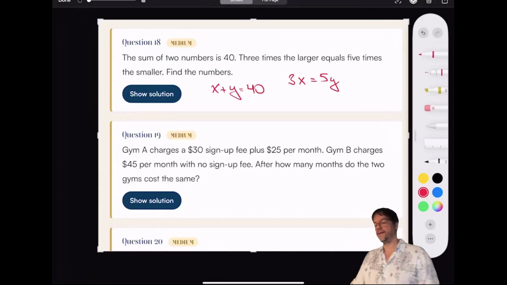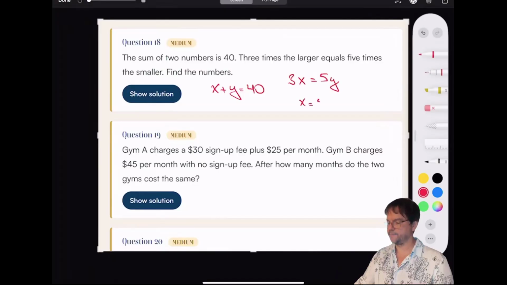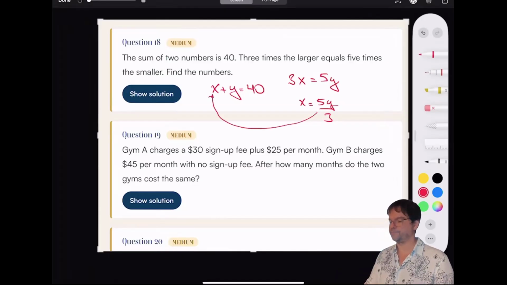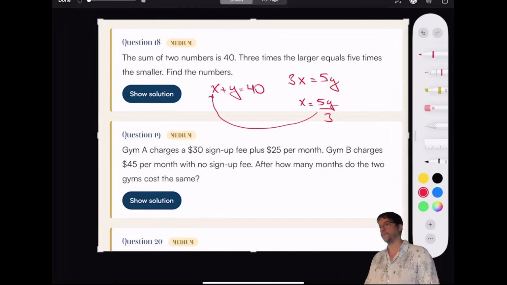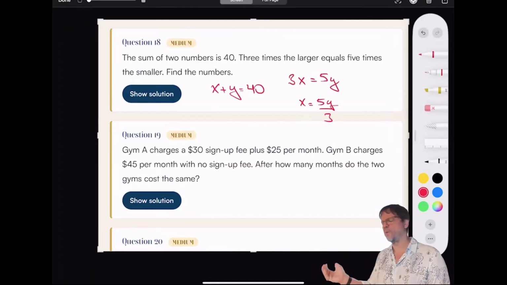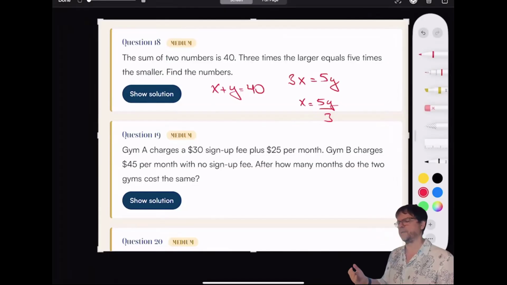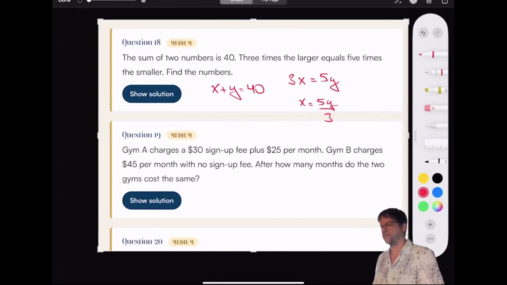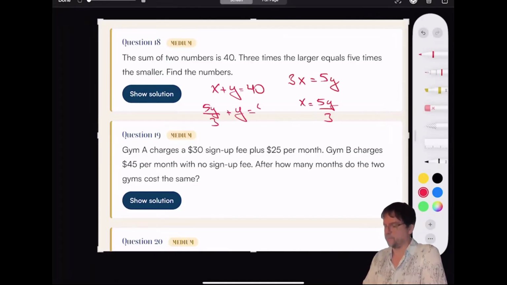Well, I have a technique here. The majority of the people would isolate x and substitute here. You can do that. I will do that just to elucidate, because there's a better way to do it, because the calculations will be easier. So x is 5y over 3. 5y over 3 plus y is equal to 40.